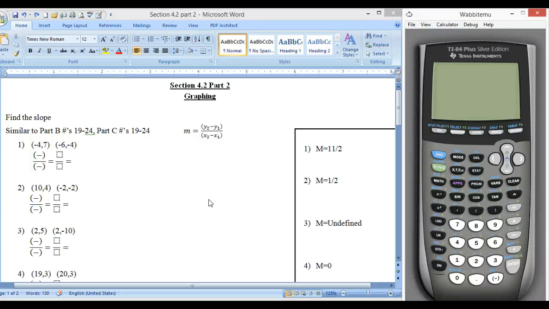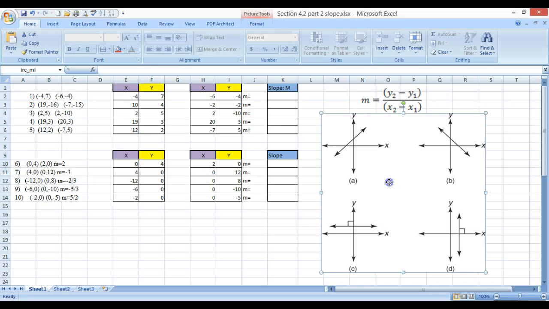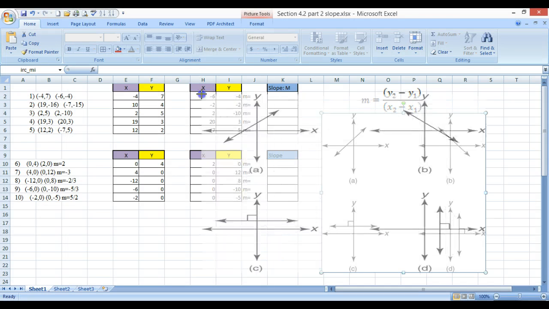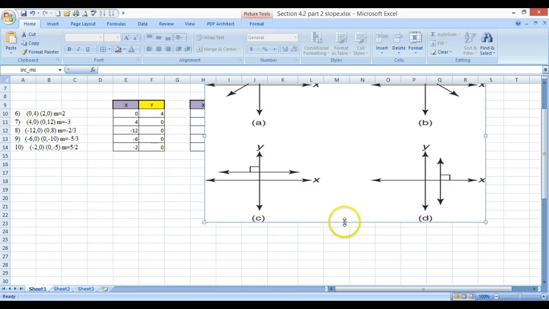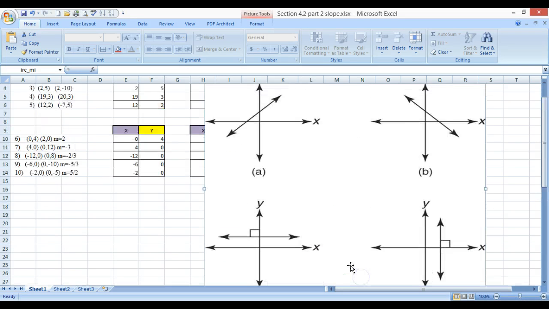Welcome to section 4.2, part 2, graphing. This is where we're going into slope. Now before we actually calculate, I'd like to do a little talking about slope here on this picture. We have four options for a slope: A, B, C, or D.